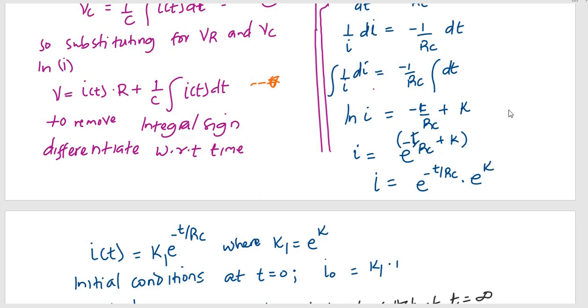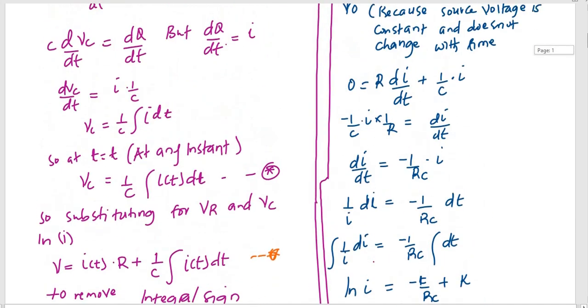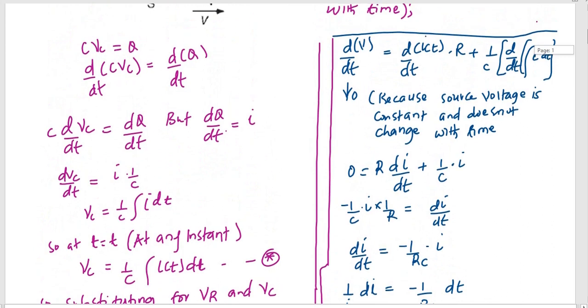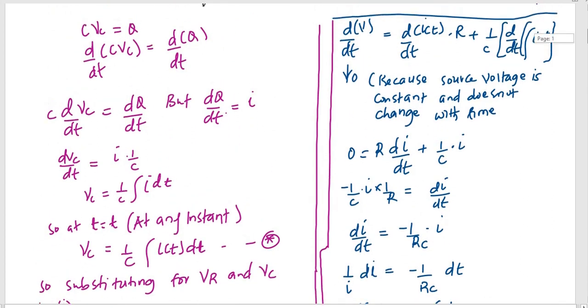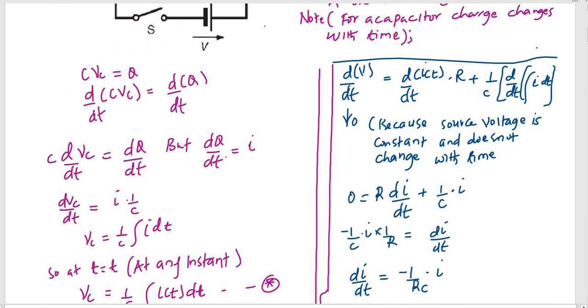So when we differentiate an integral, of course we get the opposite of that, so that when we differentiate it, we come back to that function. Therefore, we have to differentiate both sides. dV/dt is equal to d(i(t))/dt times R plus 1 over C times d/dt of the integral of i dt.